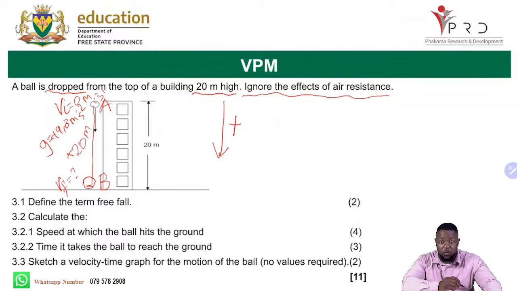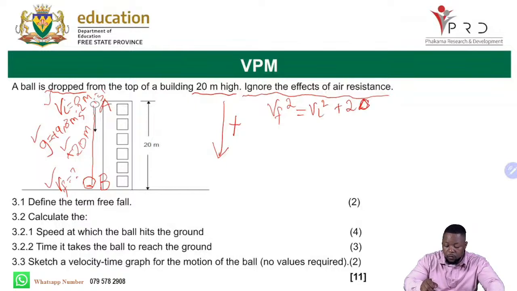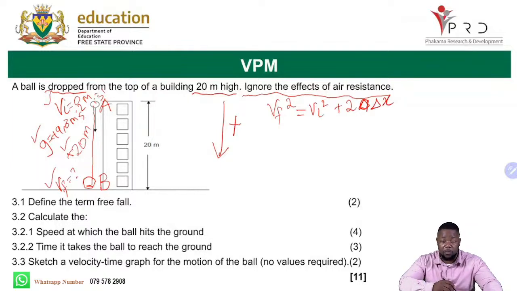Now, how do we choose the correct formula? We want to choose a formula that has all these four variables. The formula must have initial velocity, the formula must have g, the formula must have our delta x or delta y, depending on what is given on the data sheet, and the formula should also have the vf. So if you look in your data sheet, you will see that that formula should be vf squared equals vi squared plus 2a delta x. Remember, do not rely on your memory for all these formulas.